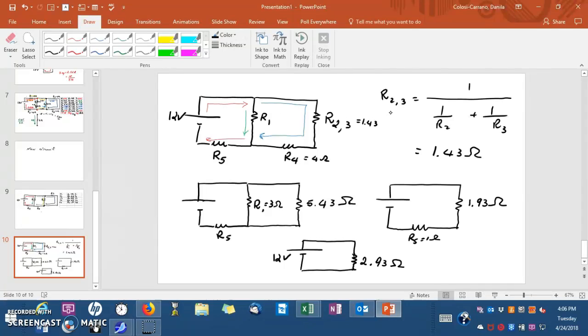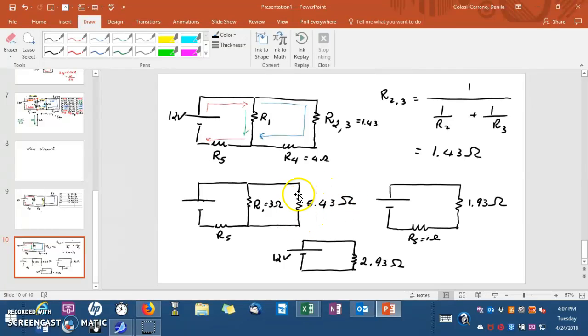Remember, the first job is for you to calculate the equivalent resistance. So at this point, the R23 is calculated as follows. And 1.43 ohms is this value here. Now again, follow the current. You can see that those two resistors are both crossed by the same current, which means they are connected in series. Therefore, you will add those two values together, and this is the number that you will get.